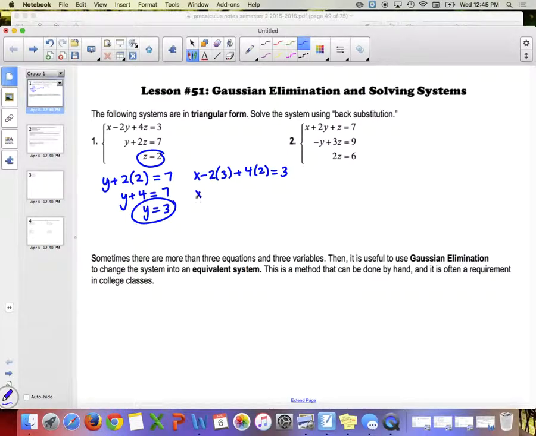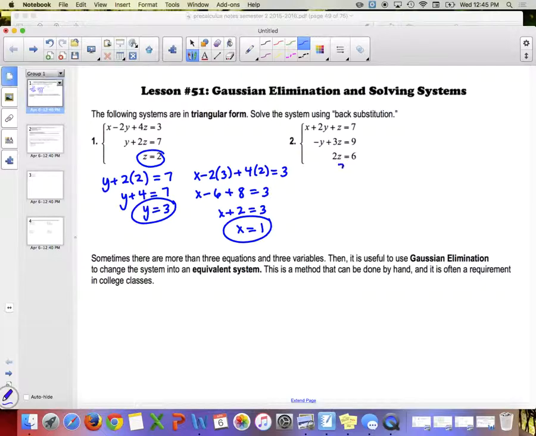All right, so I'm going to have x minus 6 plus 8 equals 3, like that. So I have x plus 2 equals 3, so x equals 1. Okay? So this is what we call back substitution. It's starting with z equals, finding y equals, finding x equals. And it's really easy because it was already in triangular form. Okay, so the next one, same idea.